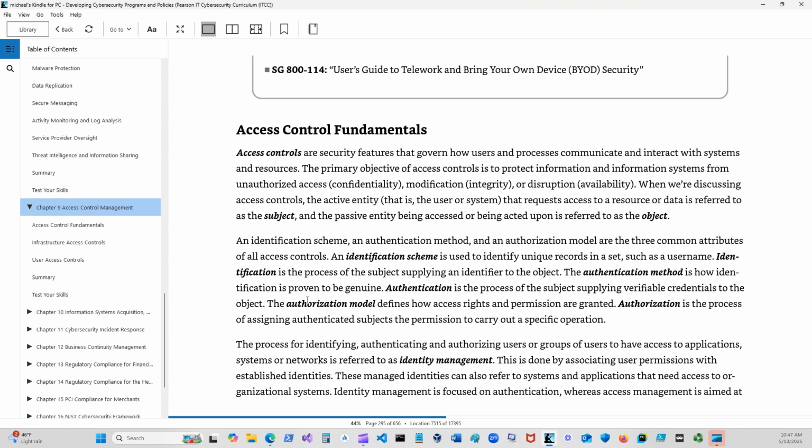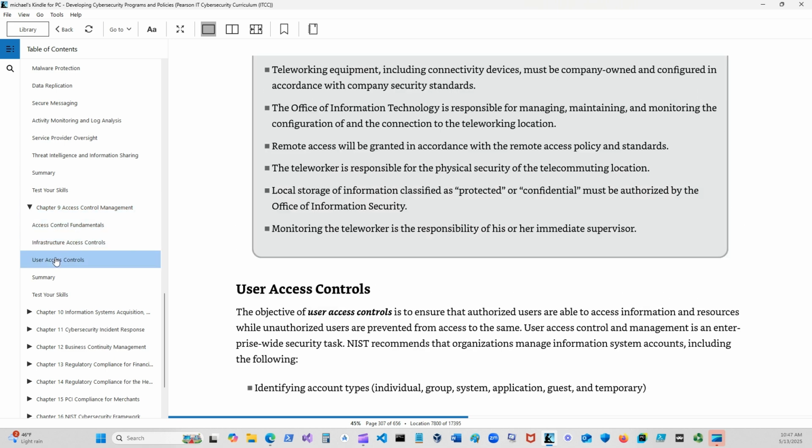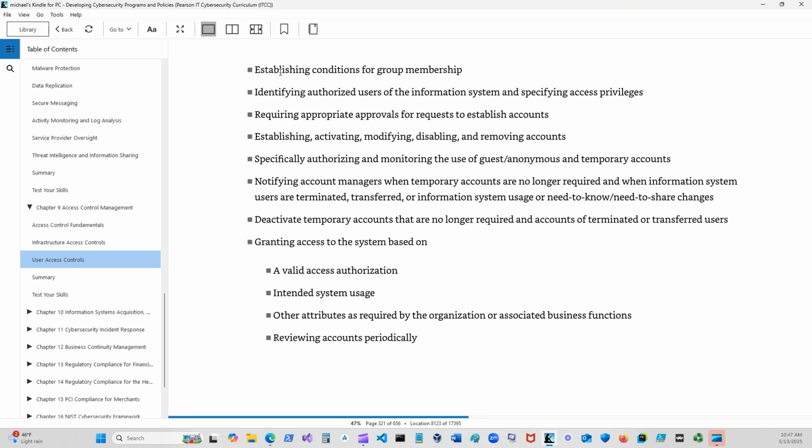Okay, so this is going over access control fundamentals, right? And user controls and who needs what. The objective of a user access control is to ensure that authorized users are able to access information and resources, while unauthorized users are prevented from accessing the same. User access control management is an enterprise-wide security risk. NIST recommends that organizations manage information system accounts, including the following: identify account types. So NIST gives you a recommendation of how to do it, especially for organizations. It's just a guideline, but it's a good guideline, right? You're going to be using a lot of what they say to use, right?